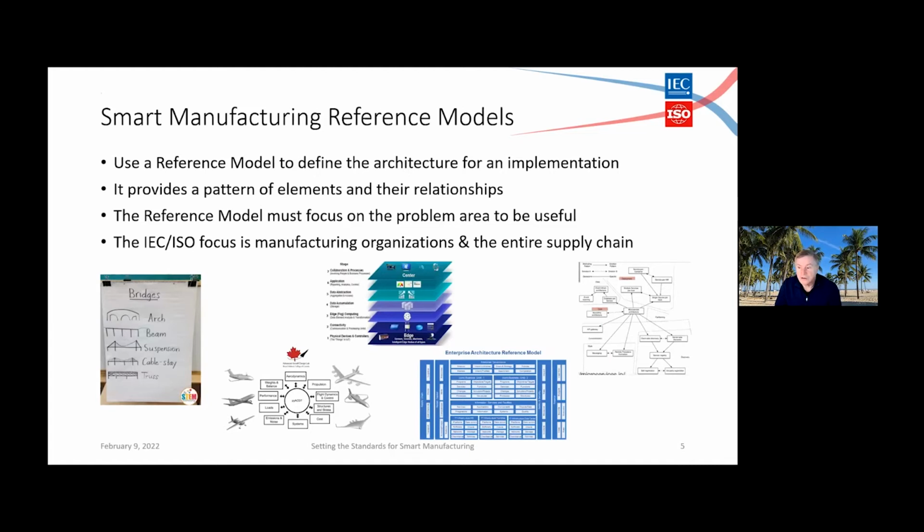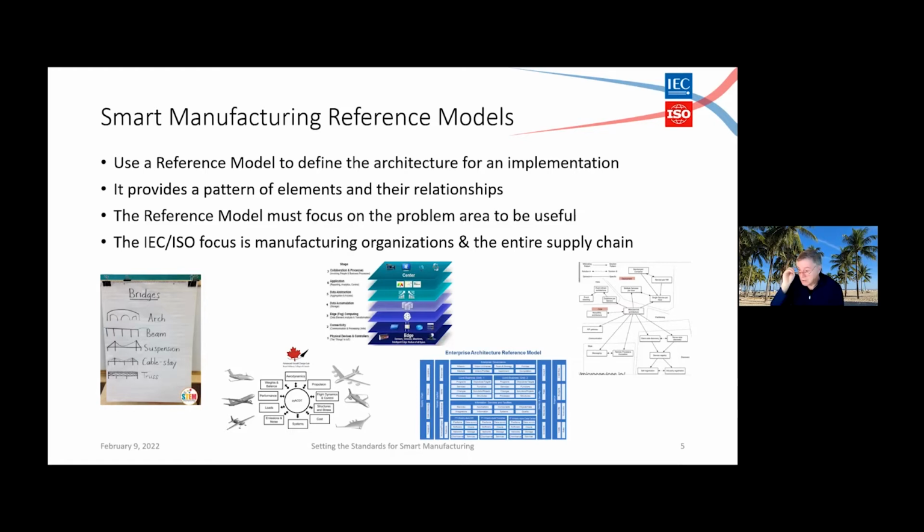So there's a lot of what we will call smart manufacturing reference models. What a reference model does is it gives you a pattern of a set of elements and relationships in a very specific problem space, so that you don't have to reinvent the wheel, as we say, every time you have a problem to look at. For example, there's a reference architecture for bridges. It says, okay, trusses or cables, stays or arches, so that when you're trying to define a bridge, you can look at the problem you're trying to solve. Is it crossing a big river? Is it crossing a small ravine? Is it crossing a creek? And then determine what pattern you actually want to follow.